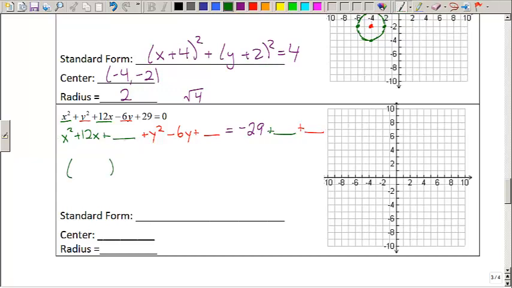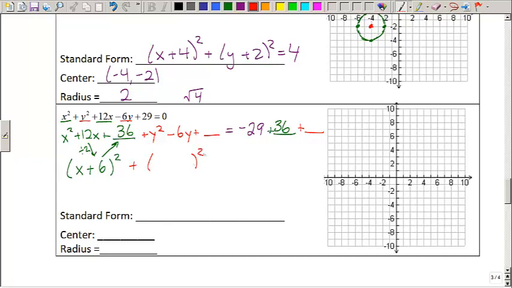For my green terms, I'd like these green terms to factor into x plus something quantity squared. In order to find that, I divide by 2 to get positive 6, square to get 36, and x squared plus 12x plus 36 truly does factor into x plus 6 quantity squared. If I add 36 to the left-hand side, I have to also then add 36 to the right-hand side.